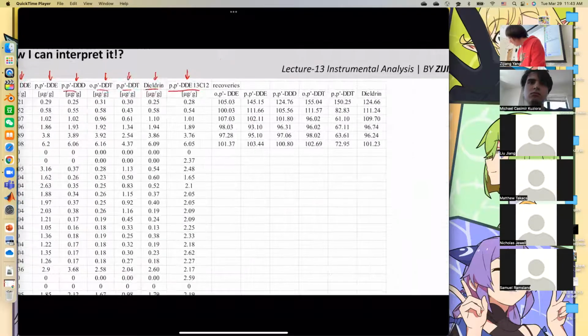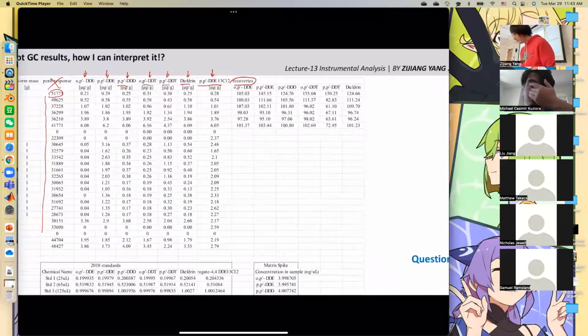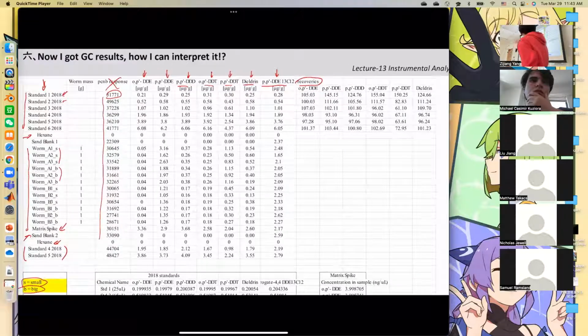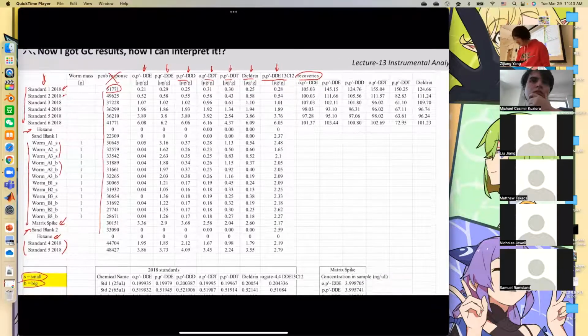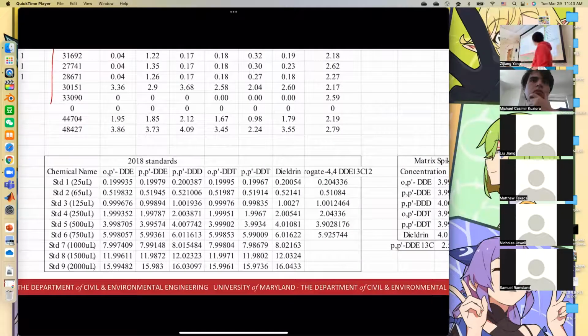So, here we have the recoveries. This is a recovery of our standard, and in this class we do not care about that. But here we can just see, because we know the concentration of the standard. So let's just look at this first. And at the bottom, we have the standard.